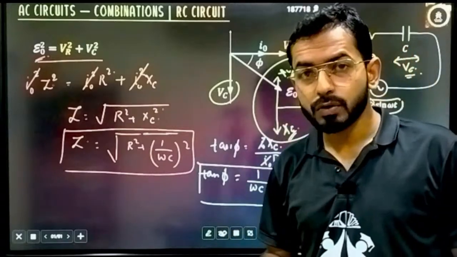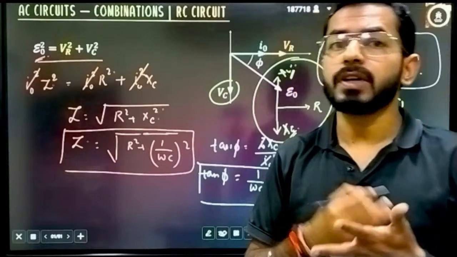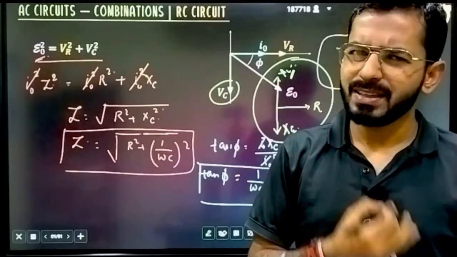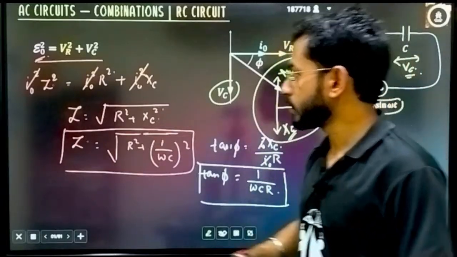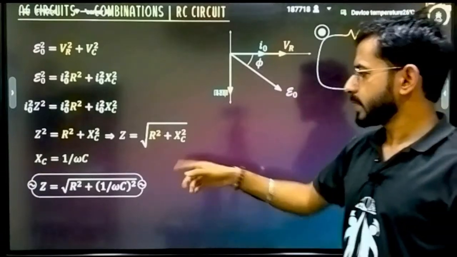I will tell you how to solve all the questions, because the game is about how you calculate the effective impedance, Z effective, that means the net impedance. Once you calculate the net impedance, there is nothing left that you don't know. So this will be the result.